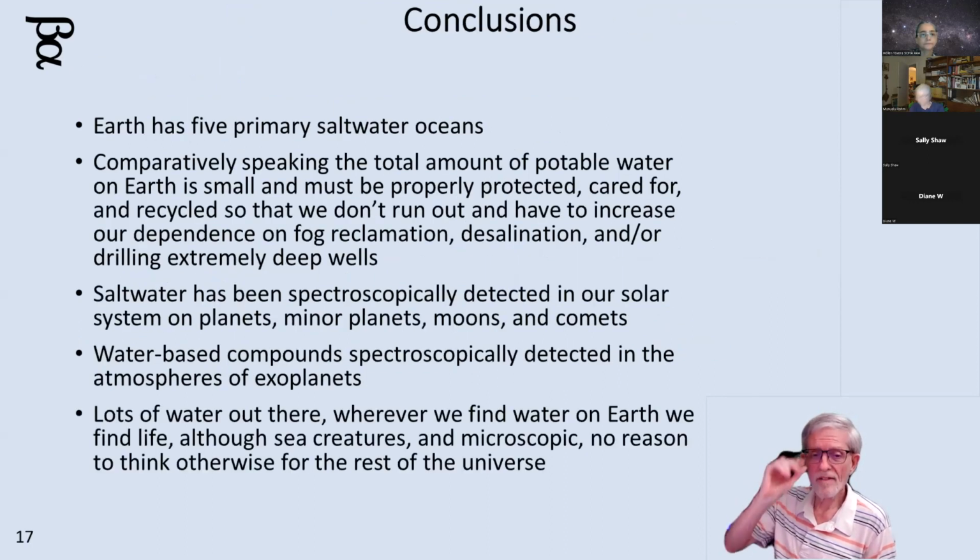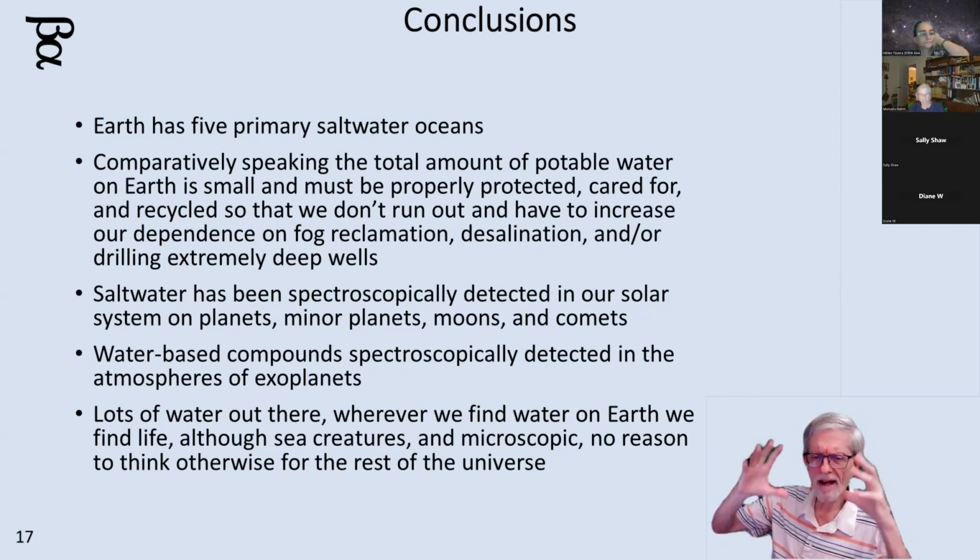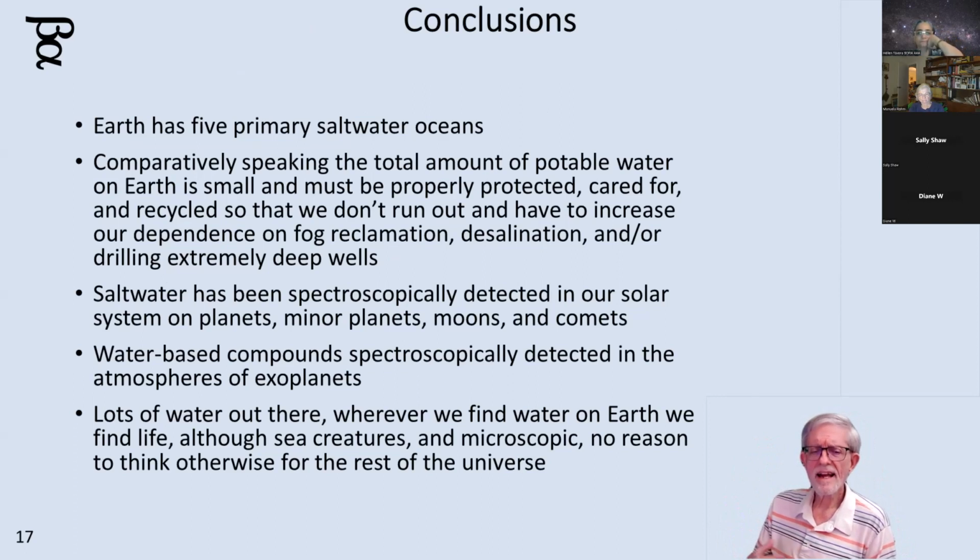So in conclusion, we have 5 primary saltwater oceans. The amount of water we have on Earth is comparatively small compared to the total mass of the Earth. So we need to properly protect it, care for it, recycle it. We don't want to run out of it. We don't want to come in short supply wherever it is on the Earth, because then we'd have to do fog reclamation or desalinization or drilling those extremely deep wells, which, who wants to spend the billions on that? And as I said, we find water spectroscopically elsewhere in our galaxy and in the universe. So the possibility for life is out there. We just have to go find it.